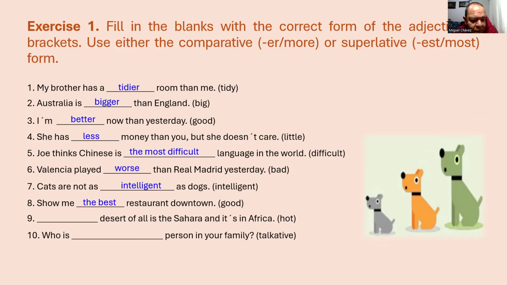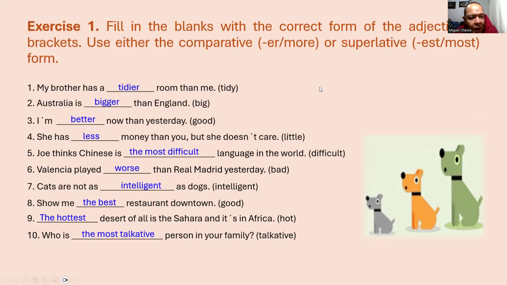Number 9. The hottest desert of all is the Sahara, and it's in Africa. Number 10. Who is the most talkative person in your family?